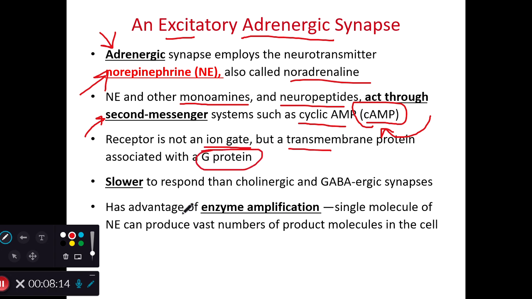It's a G-coupled protein cascade. Because there are more proteins and more steps involved, these are slower to respond than our cholinergic or GABAergic synapses. However, there's a distinct advantage. Because it involves that G-coupled protein cascade, we can have enzyme amplification. One single molecule of norepinephrine can produce a very strong downstream effect because of the amplification of the signal with the secondary messengers.